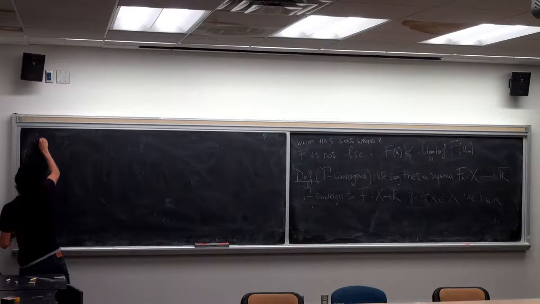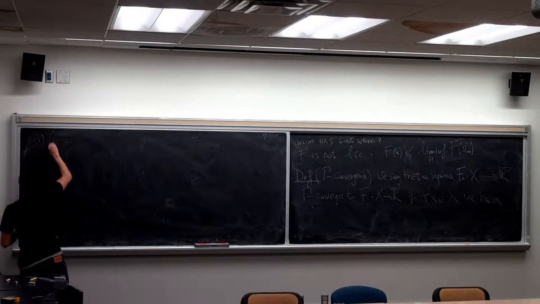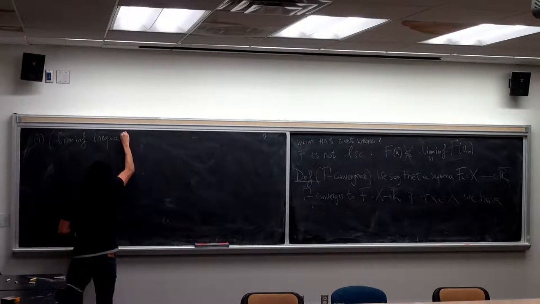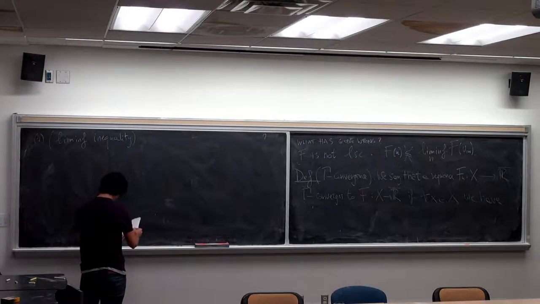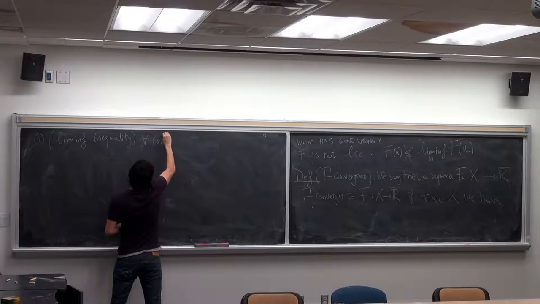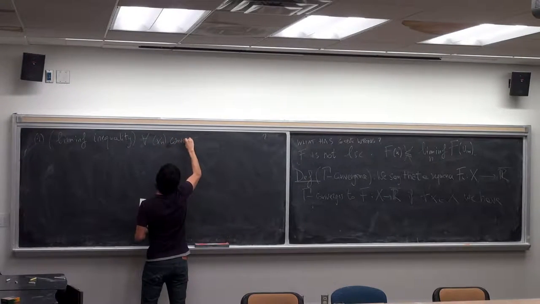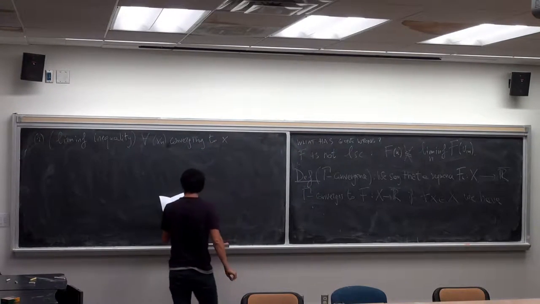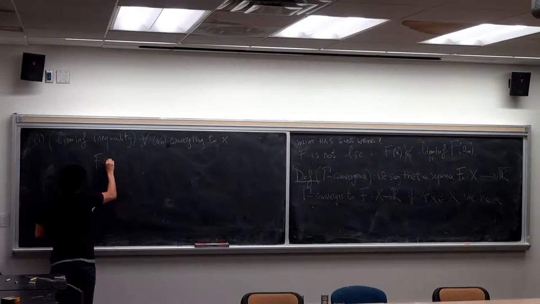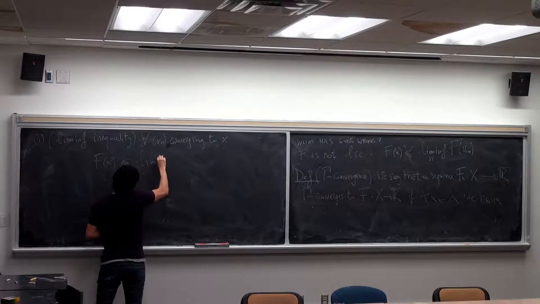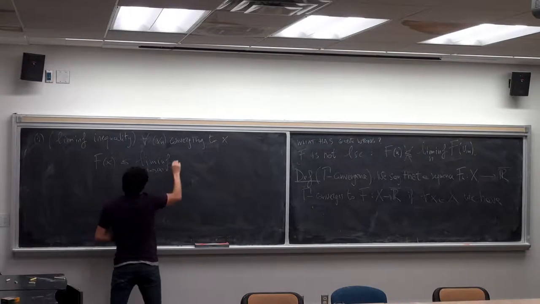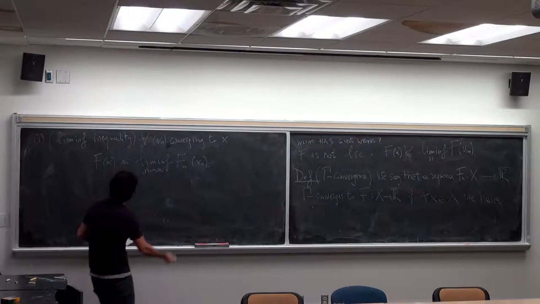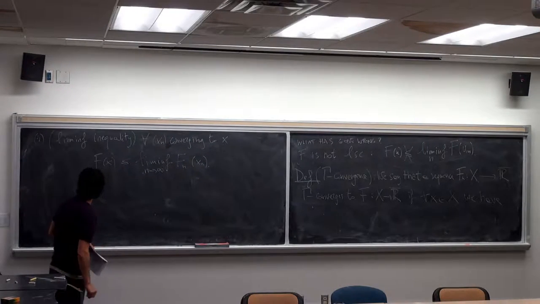Condition one, it's called the liminf inequality. It says that for every sequence xn converging to x, we have that F of x is below the limit inferior as n goes to infinity of Fn of xn. So we want this one for every sequence converging to x.